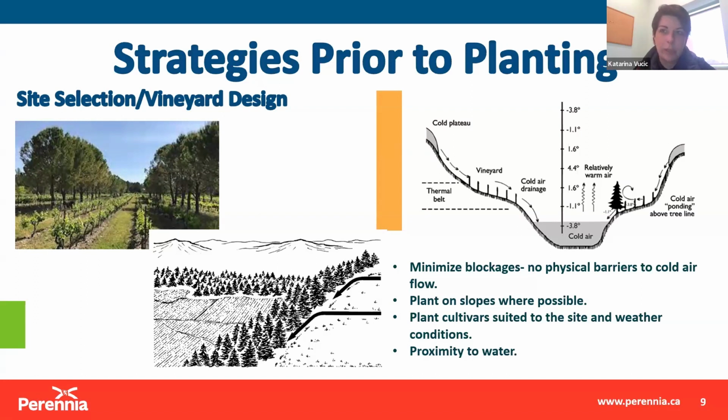So we are also talking about minimizing blockages. So no physical barriers, trees, roads, buildings, all of these things can trap the cold into an area as well. So making sure that these barriers, if we can't get rid of them completely, have a drainage pocket. So think of your bathtub and releasing the water out of the bathtub. Vineyards near bodies of water. So water obviously has a moderating effect, radiates the heat back onto the vines. And so water is generally a good idea.